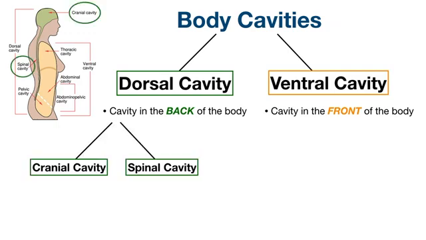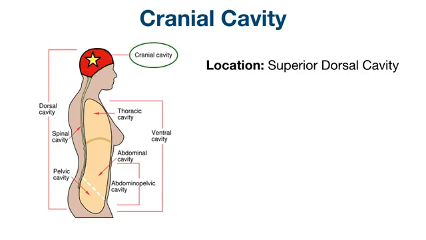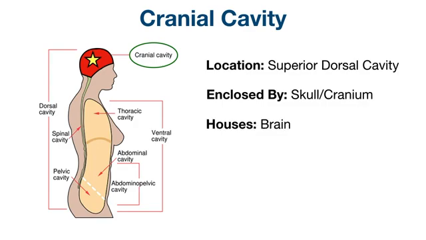The dorsal cavity can be subdivided into two main parts. We have the cranial cavity and the spinal cavity. Let's look at the cranial cavity first. We're going to go through the high-yield features of each cavity. The cranial cavity is the superior portion of the dorsal cavity, as we can see highlighted in red and labeled by the star. The cranial cavity is enclosed by the cranium or skull, and it houses the brain. The cranial cavity also contains fluid called cerebrospinal fluid that helps protect and cushion the brain.